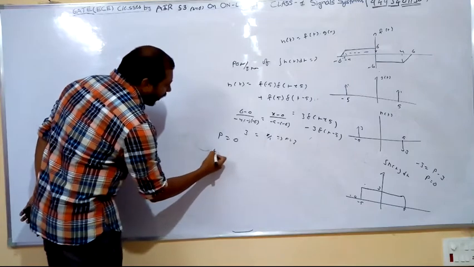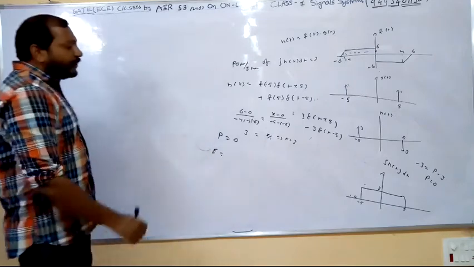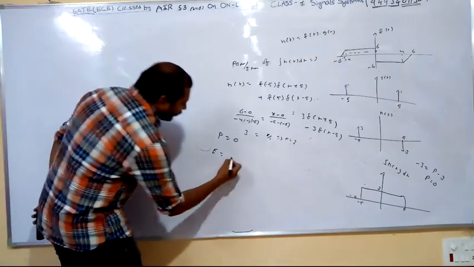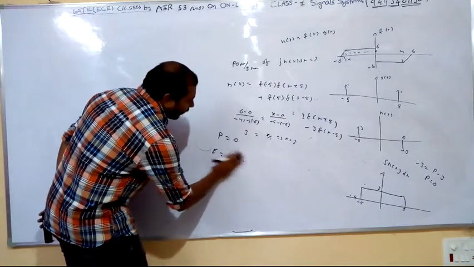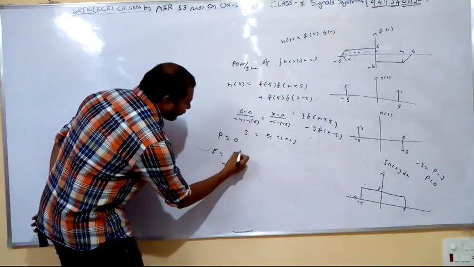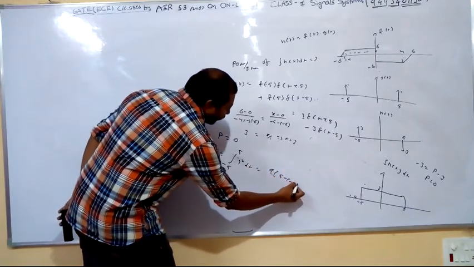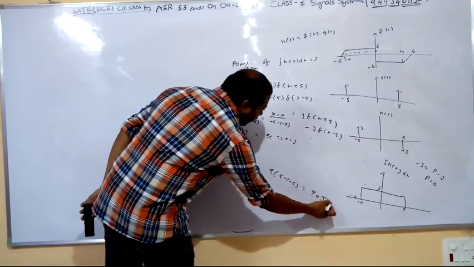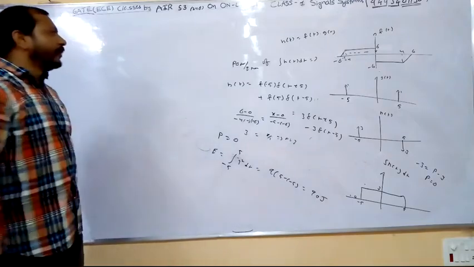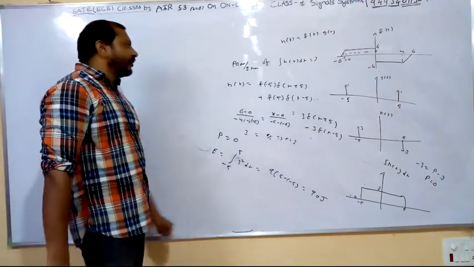And what is the power of the signal? The power of the signal is equal to 0. The energy is simply 3 square into 5 minus of minus 5, or directly you can write the integration from minus 5 to 5 of 3 square dt. So this is equal to 9 into 5 minus of minus 5, which is equal to 90 joules.